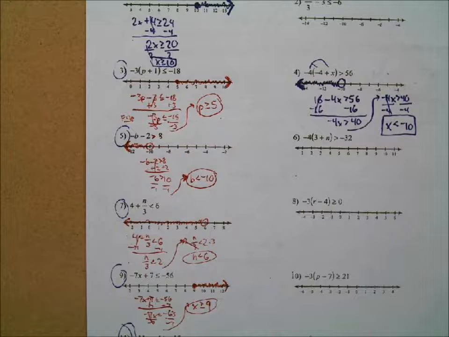If you have trouble knowing which way to shade, maybe you can find the dot, no problem. The dot is just the number, whatever your number is. If you're having trouble knowing which way to shade, you can pick another number on your number line. So for example, here for number 7.